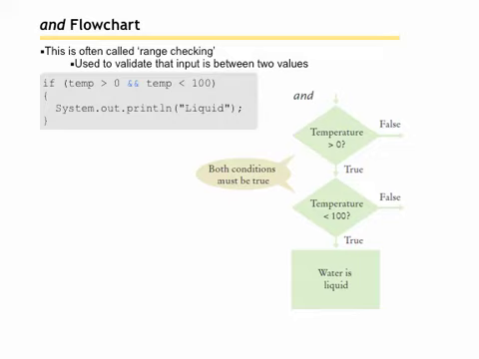The AND flowchart could look like this, where temperature greater than 0 AND temperature less than 100. However, we typically combine them inside one diamond decision because that's how it is in the code. Both of those expressions are combined into one Boolean expression.